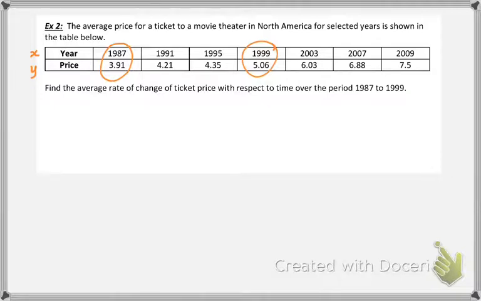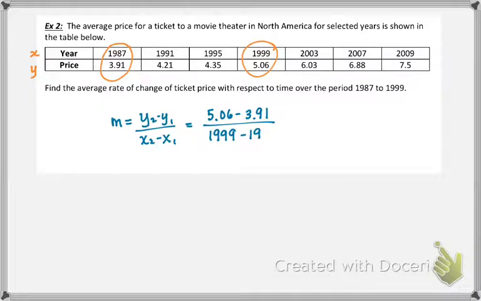And to find the average rate of change, again, we're just going to find the slope between these 2 points if I were to graph them. So slope is change in Y over change in X. So the change in the price is from $3.91 to $5.06. So we want to see what the difference is. And then how many years has passed between 1987 and 1999. We want to see the difference in the number of years as well. So if I subtract, that's going to give me $1.15 over a span of 12 years. That's the average rate of change. $1.15 in 12 years.